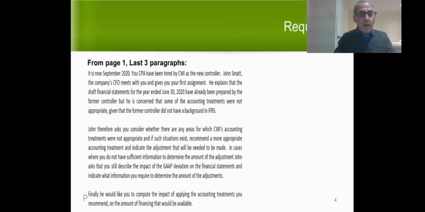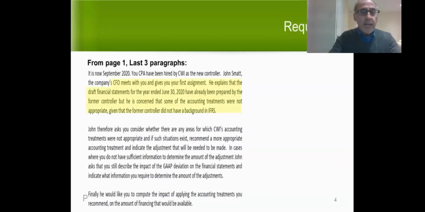If you take a look, what I've done here is I've copied some paragraphs from the first page of the case directly into my PowerPoint. Let's now try to start by pulling out the requireds, and then we can get into the specific issues. If you look at the first paragraph, we're told it's now September 2020. UCPA have been hired by CWI as a new controller. John Smatt, the company CEO, meets with you and gives you your first assignment.